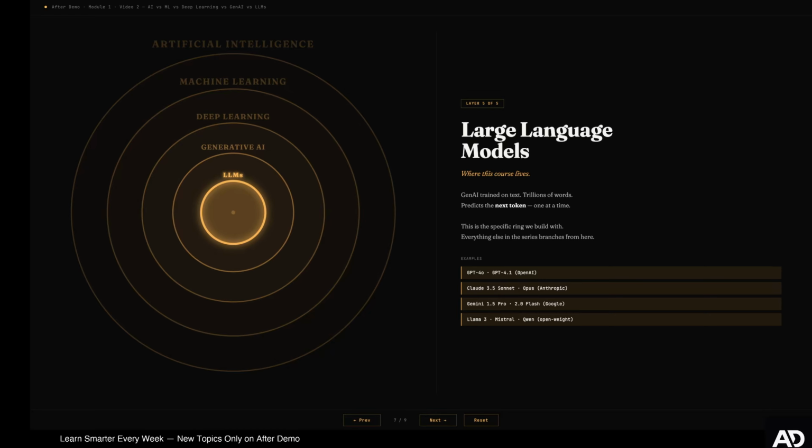You are not building with AI in this course. You are building with LLMs, which happen to be inside generative AI, inside deep learning, inside machine learning, inside AI. All five rings, all five terms, all true at the same time.